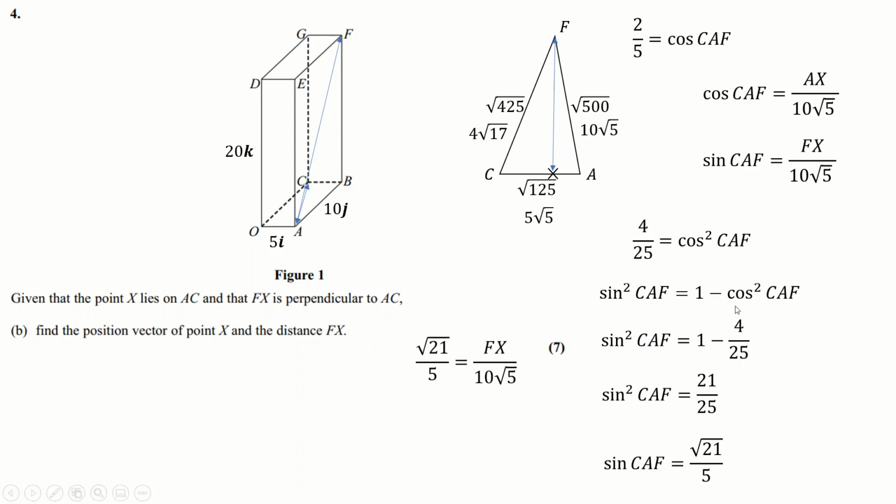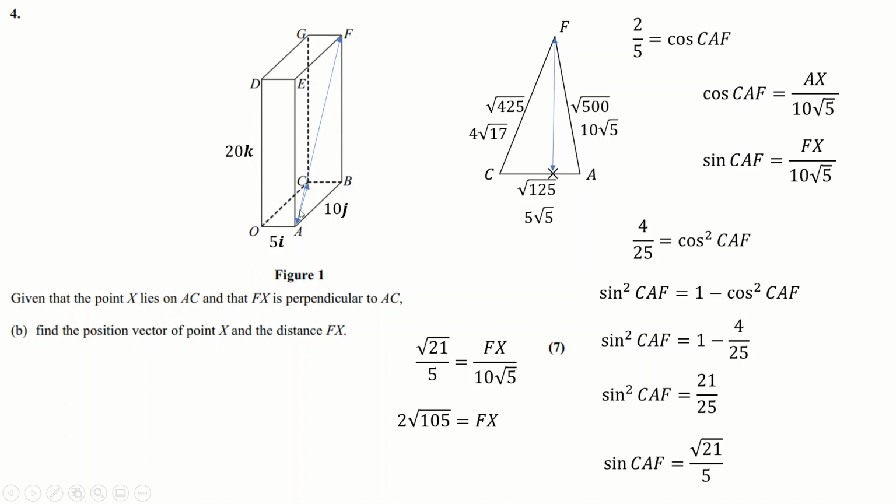If sine of that is that, and sine of this is F to X, opposite over hypotenuse, I can just do this, cross multiply, and you get F to X is this. So that's the distance F to X. Again, just completely ignoring vectors because I can't be bothered. And now, what about the position vector? Well, position vector is O to X.